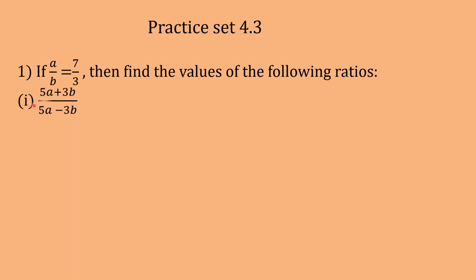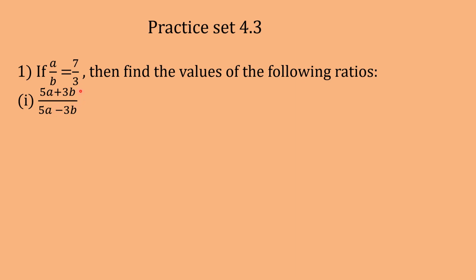So what is our first question? 5A plus 3B upon 5A minus 3B. By looking at this question, you know students, which property comes to your mind? Which property are we going to use here? That is the last property, the fifth property, componendo and dividendo, because both addition and subtraction are there.